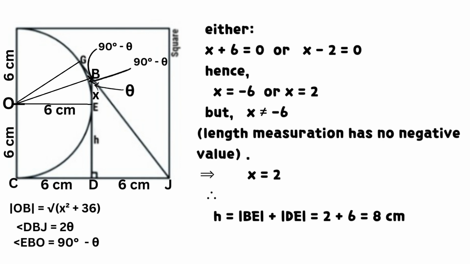Therefore, the height h of the triangle equals the sum of the length of line BE and the length of line DE, which equals 8 centimeters, after simplification of substituted values.